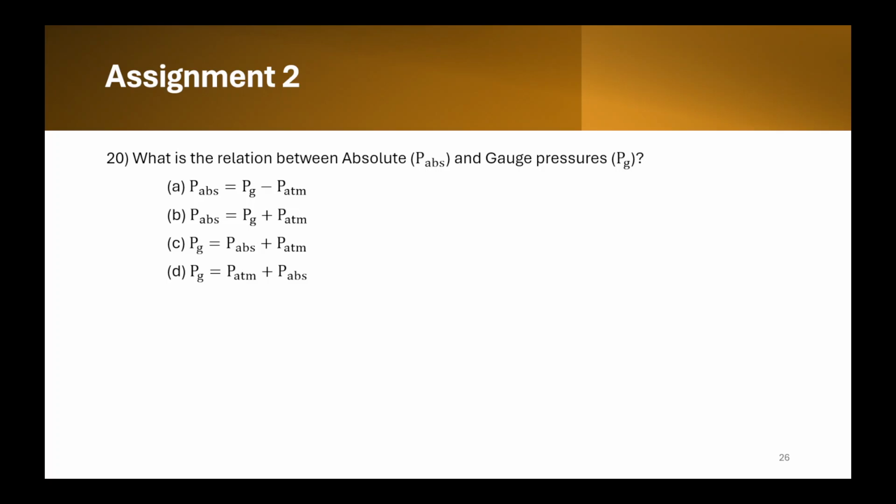Last question. What is the relation between absolute pressure and gauge pressure? So P abs and P gauge. As we have seen, the absolute has zero or the perfect vacuum as reference, and the gauge has the atmospheric pressure as the reference. So the absolute pressure will be the sum of gauge pressure and the atmospheric pressure. So the correct answer here is option B.